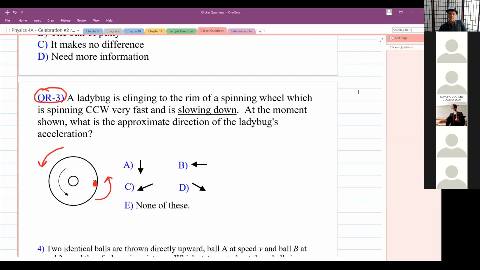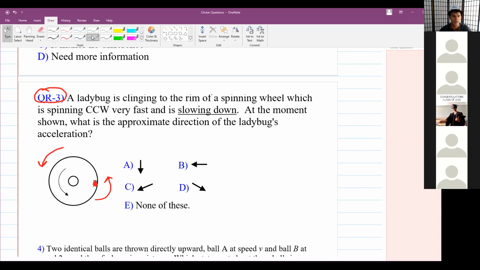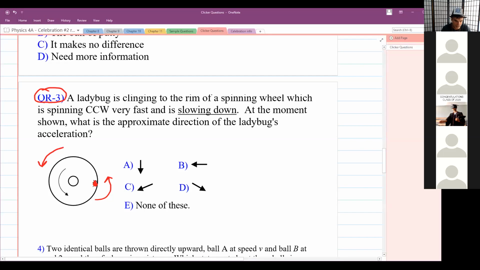So let's look at this. So one, centripetal acceleration is always towards the center of the circular path. So in this case, since the ladybug, we're looking at it when it's right here. Let me go to a different color here, draw green. So my centripetal acceleration is going to point towards the center of the circular path, or my radial acceleration. But in this case, it's not traveling at a constant speed. The ladybug is slowing down.